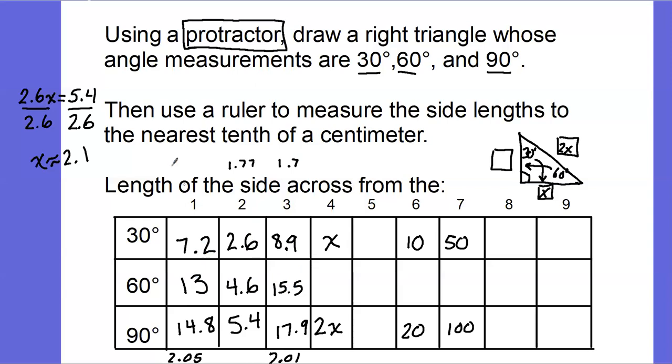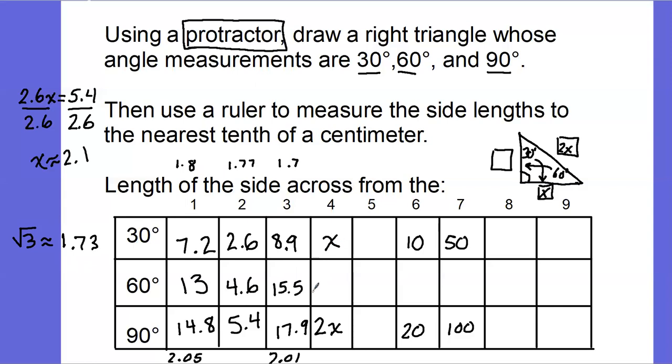13 divided by 7.2 is 1.8. So it looks like we're in that 1.7, 1.8 area. And this is the one that's the weird number. The actual value is that you're multiplying by the square root of 3, and the square root of 3 as a decimal is about 1.73. So as you can see, these students were very close to the actual value.